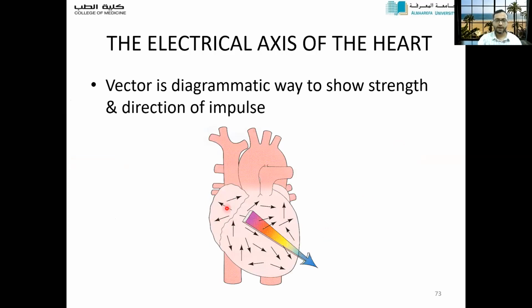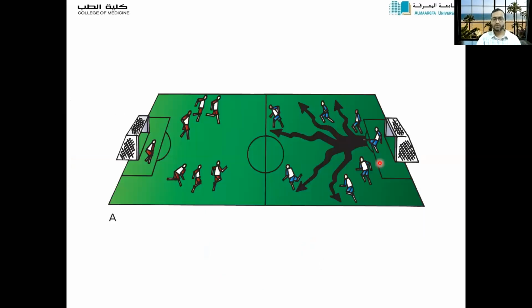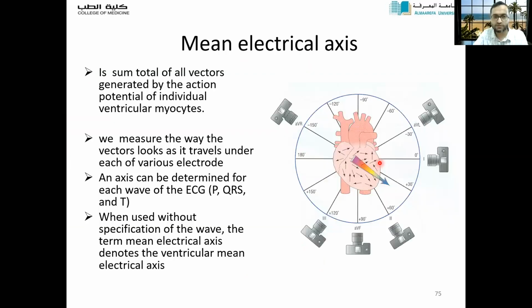If you see each myocardium, the impulses are going in different directions, but if you combine all of them, the mean direction of the flow of the current is from the right atrium to the apex of the heart. And this is known as the mean electrical axis of the heart. We measure the mean electrical axis by looking at the mean vector, how it travels under each electrode.